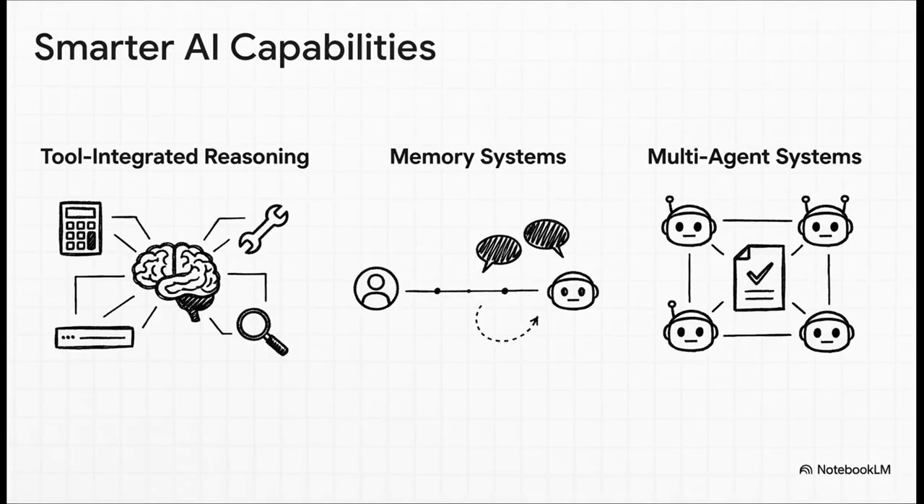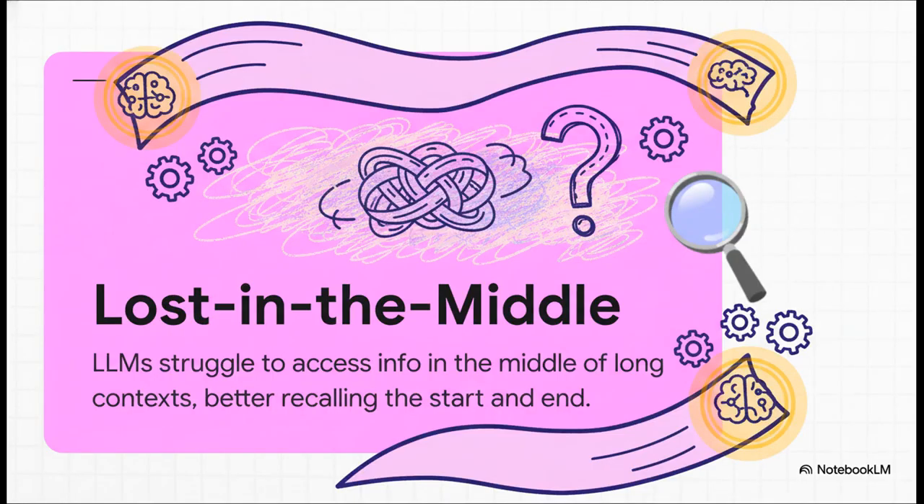And listen, this isn't some far-off sci-fi stuff. We're talking about systems that exist today. AI that can use a calculator or search Google for you. Systems that actually remember the conversation you had with them yesterday. Even entire teams of specialized AIs that can collaborate to write code or do research. But building these things is not easy.